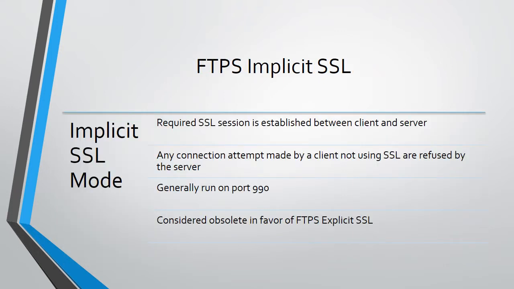Merging the ideas of FTP and SSL, let's discuss FTPS implicit SSL. Implicit SSL mode requires an SSL session to be established between the client and the server prior to any data being exchanged. The requirement for SSL is implied, therefore any connections attempted by a client not using SSL are refused by the server. Implicit SSL mode generally runs on port 990, but it is now considered obsolete due to the more favored use of FTPS explicit SSL.